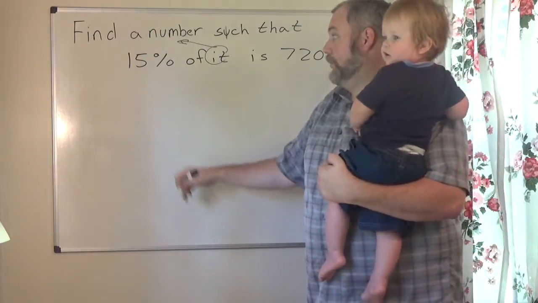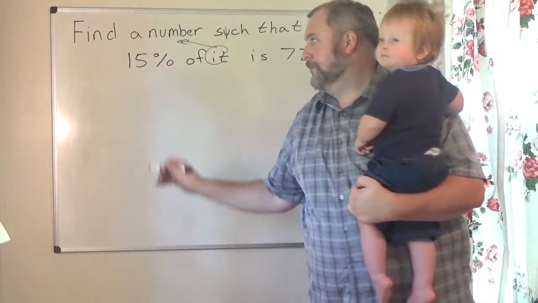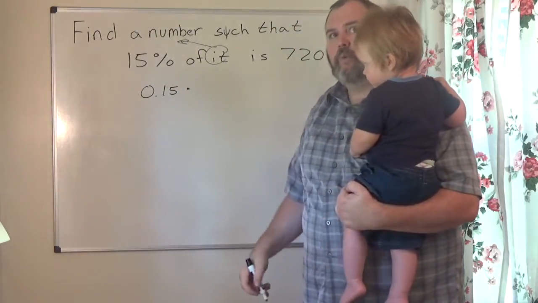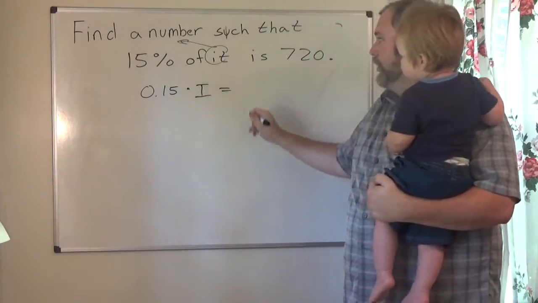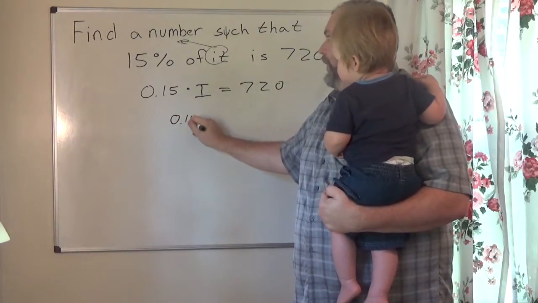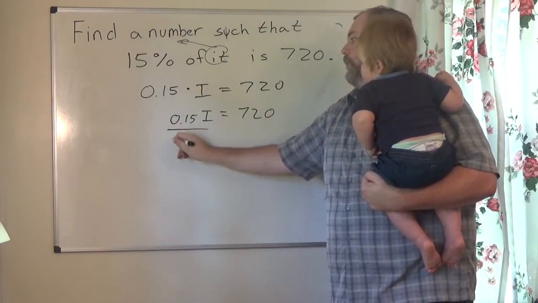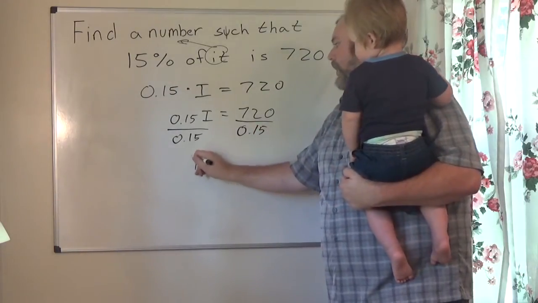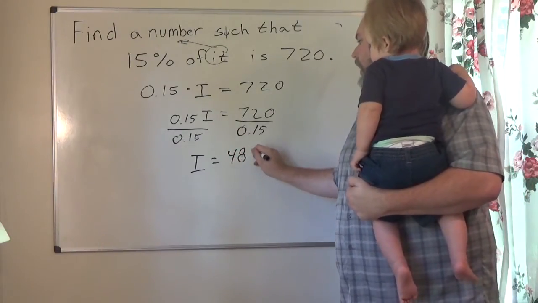So really, I'm just going to say 15%, remember, move your butt, of it, we'll say I, is 720. Well, we can rewrite this as 0.15i equals 720. Divide by 0.15. And we get that I is equal to 4,800.